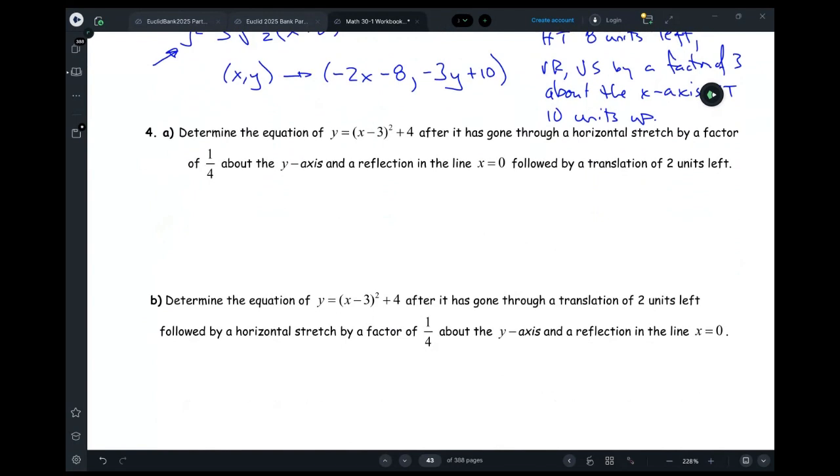Determine the equation of y equals (x minus 3) squared plus 4 after it has gone through a horizontal stretch by a factor of a quarter. Okay, that means in the function, I'm going to replace x with 4x.